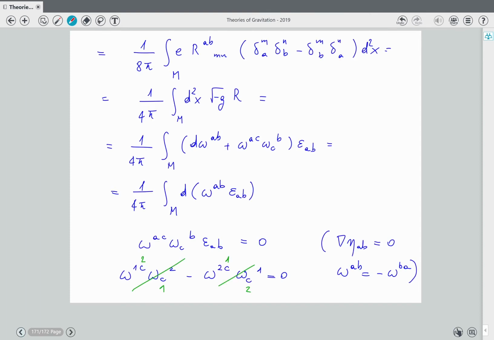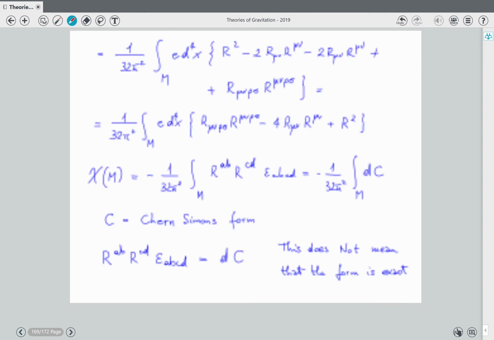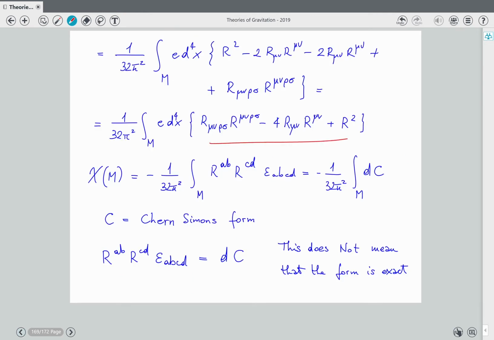So once we have clarified this, we will introduce another important tensor in 4 dimensions, which has to do with quadratic terms, which is the Weyl tensor. We will do that next time, and I think we will then already have the complete action of quantum gravity.